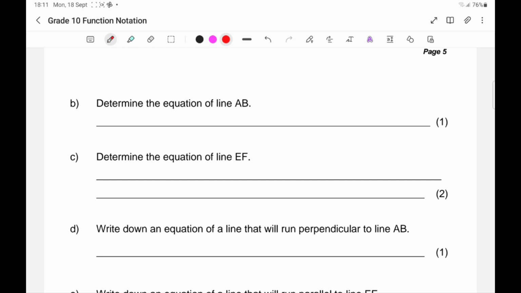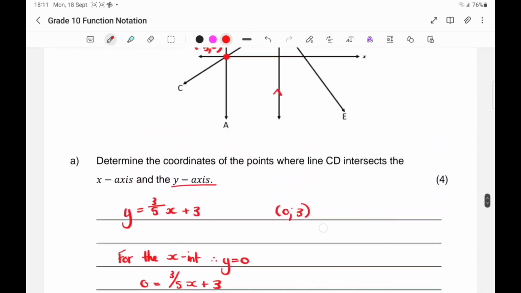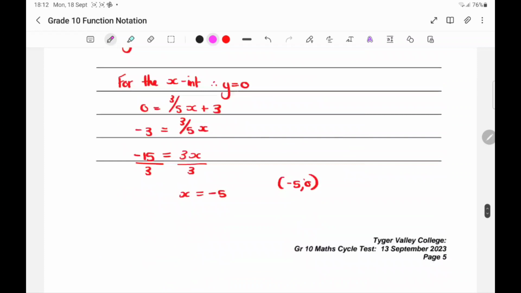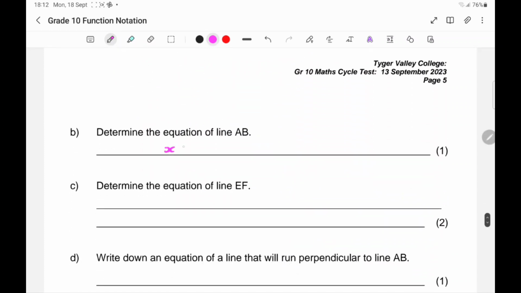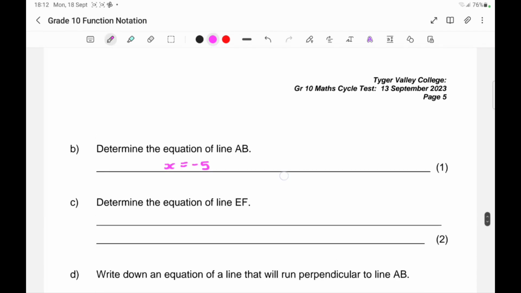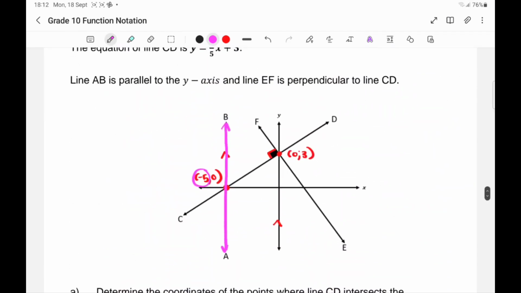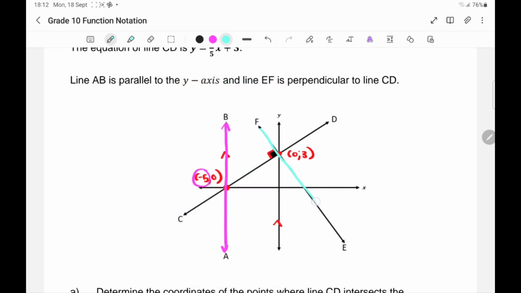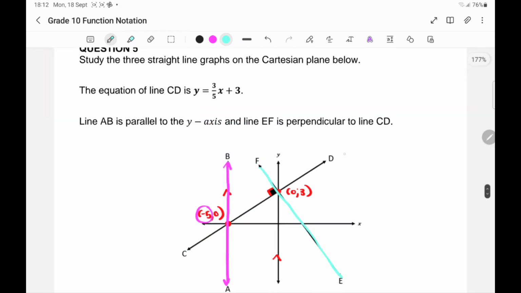All right, number B says determine the equation of line AB. So if you look at AB over here, it's this one, and we've determined that it cuts through the x-axis there at negative 5. So remember, this is a special line where the equation is just x is equal to negative 5. Now they say determine the equation of line EF. Now EF runs perpendicular to the equation of the line that was already given.